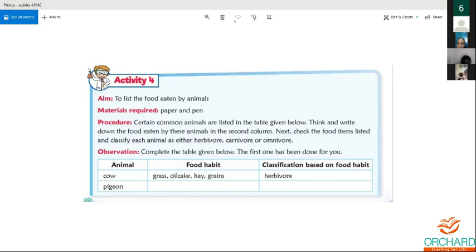Okay, can you guess what the pigeon eats? Yes, very good. So grains. It actually eats the grains.